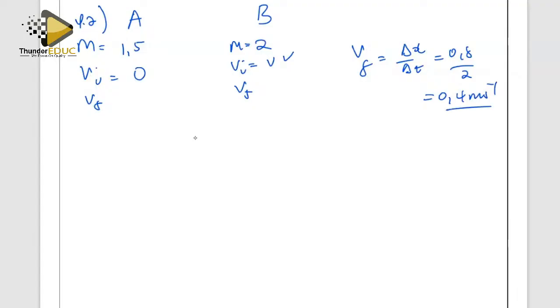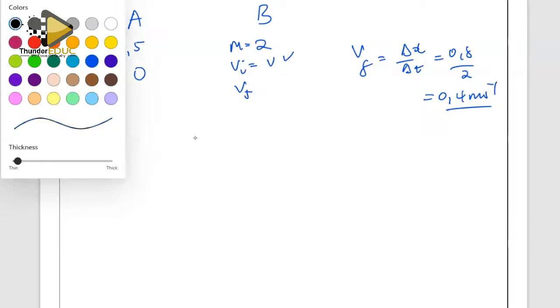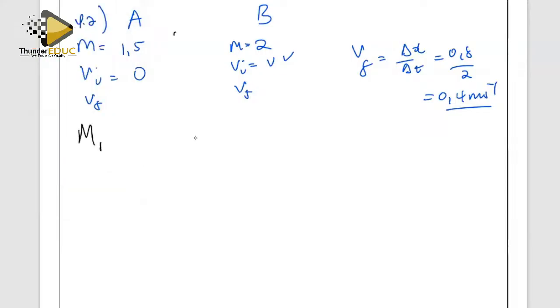Then we apply the conservation of momentum. We know that the mass of A times the initial velocity of A, plus the mass of B times the initial velocity of B, must give us the mass of A times the final velocity of A.